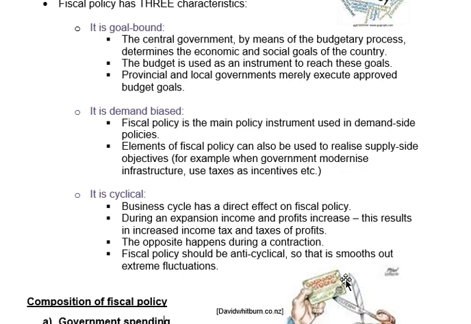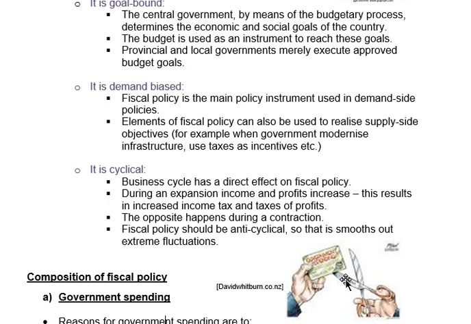Okay, and then the last characteristic is that it is cyclical. Right. Obviously, we did discuss the fiscal policy when we did the business cycle because the business cycle has a direct effect on fiscal policy. Between the business cycle and fiscal policy, what is happening to the business cycle will inform what they are going to be doing with the fiscal policy. All right. So obviously during an expansion phase, your recovery or your boom phase, income and profit levels will be increasing. Businesses are realizing profits. Obviously that is going to result in a higher income.